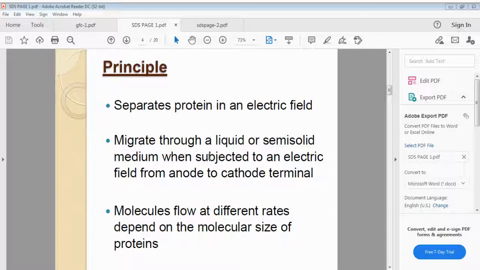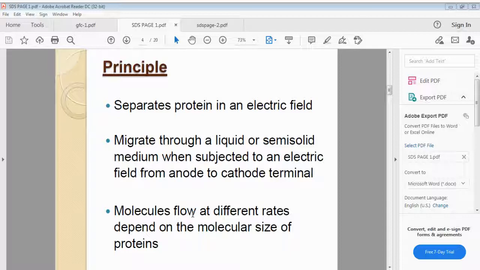Not only SDS page, you also have polyacrylamide gel electrophoresis. The difference between polyacrylamide gel electrophoresis, that is PAGE, and SDS page is that in SDS page you give a total, complete negative charge to the molecule. Whereas in PAGE, you don't attribute any charge externally to the protein molecules. The protein molecules are allowed to separate depending upon their own electric charge. Okay, that is the main difference between PAGE and SDS page.